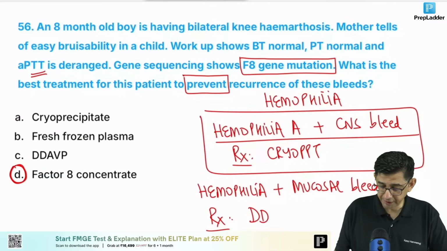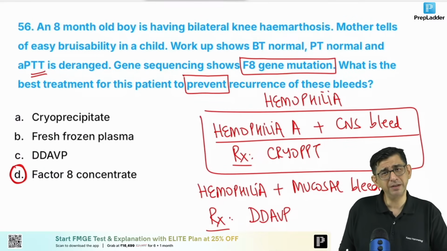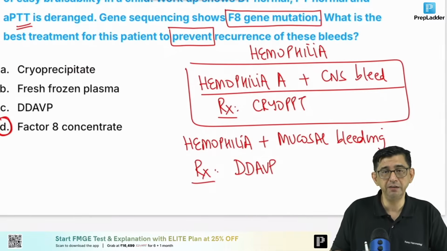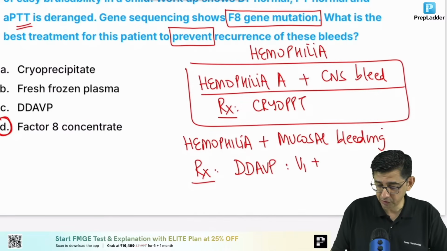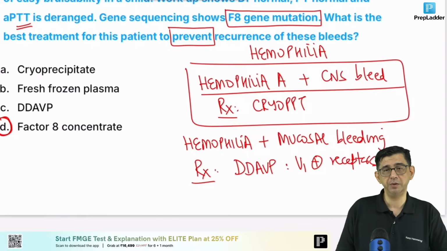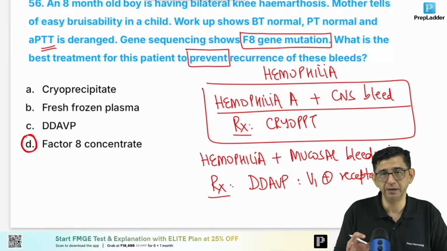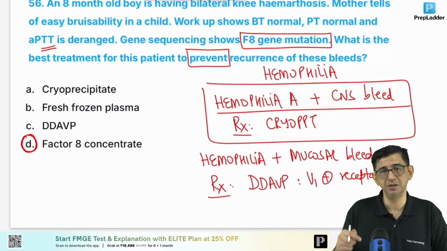You will answer DDAVP. DDAVP, desmopressin, is used for central diabetes insipidus. Guys, DDAVP activates V1 receptors on the platelets. And by activating the V1 receptors on the platelets, it will be able to control the mucosal bleeding. So in hemophilia, there can be three questions. One question is, how do you prevent? If he says prevention, your answer is factor VIII concentrate.